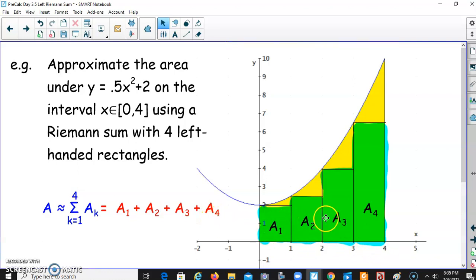Well, now I need to find the areas of each of these rectangles. Well, I know to find the area of a rectangle, I multiply base times height. And I know the base for each rectangle is 1. But the heights, I can see that they're getting bigger as I go to the right.